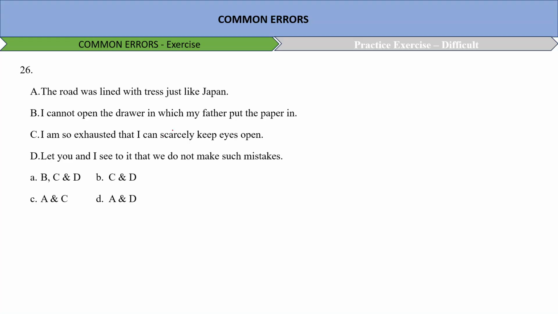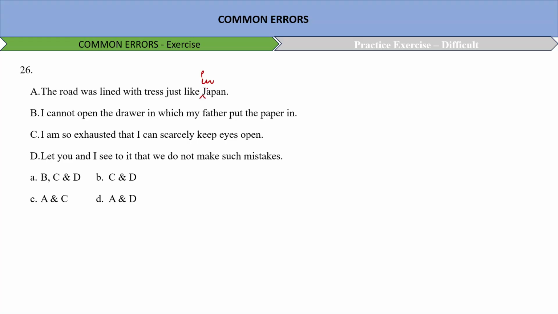I cannot open the drawer in which my father put the paper in. I am so exhausted that I can scarcely keep eyes open. Let you and I see to it we do not make such mistakes. Interesting. Now you see, sentence A says the road was lined with stress, just like in Japan.